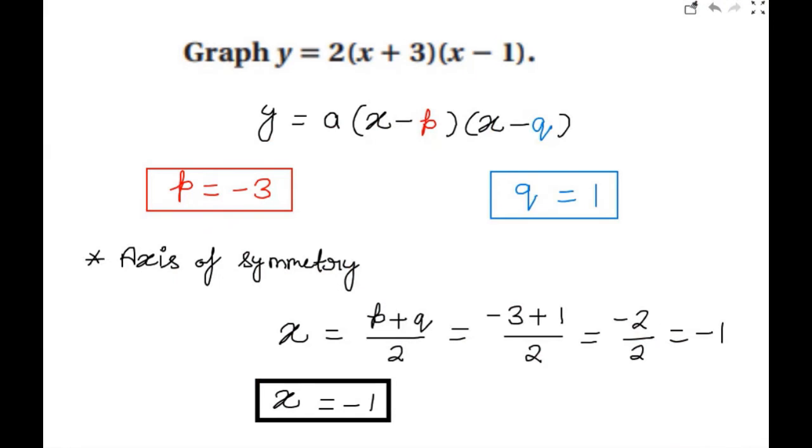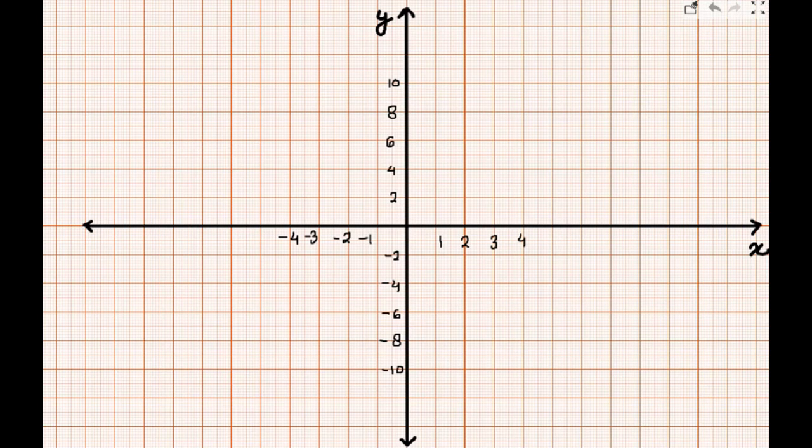The very first thing we'll do is plot the x-intercepts as well as the axis of symmetry. One of the x-intercepts is negative 3, so we can plot it here. The other x-intercept we got is positive 1, so we can plot it over here. Also, we've got the axis of symmetry as x equals negative 1. It means that it's a straight vertical line that intersects the x-axis at negative 1.